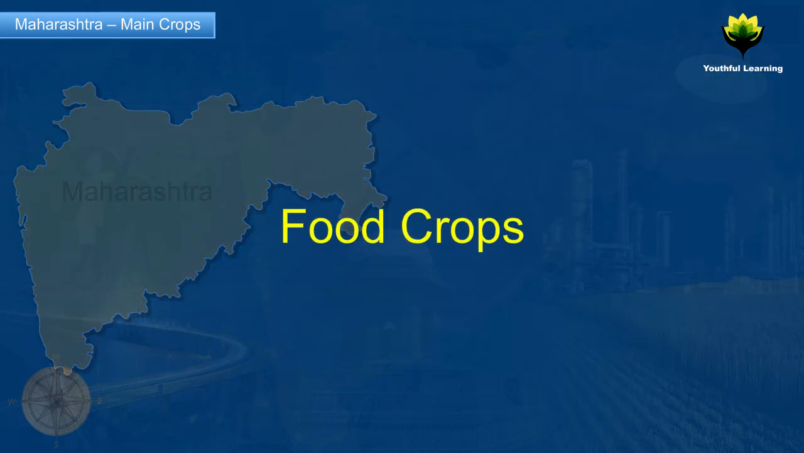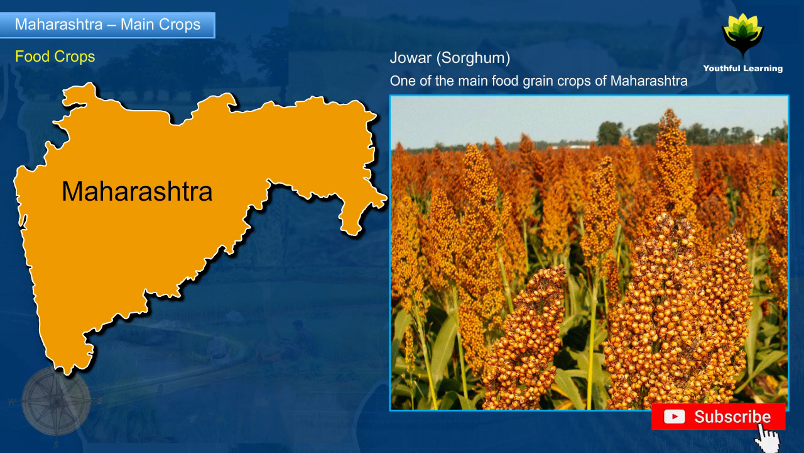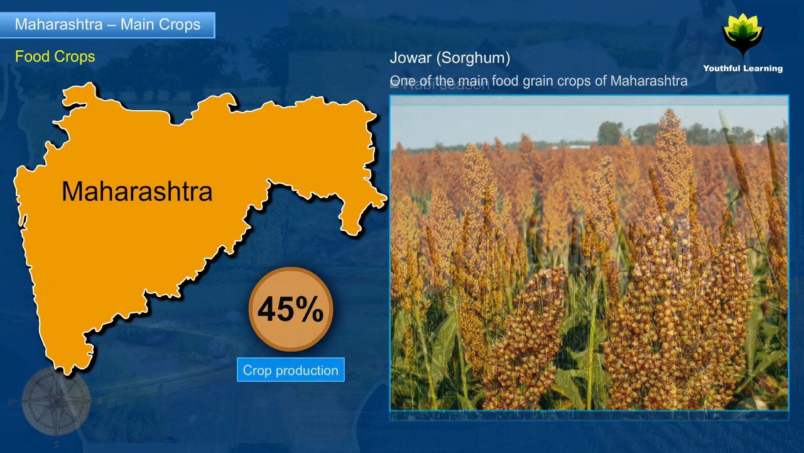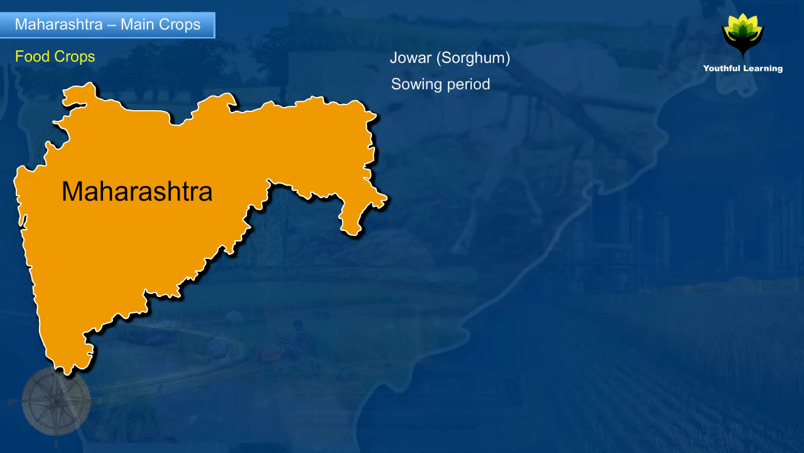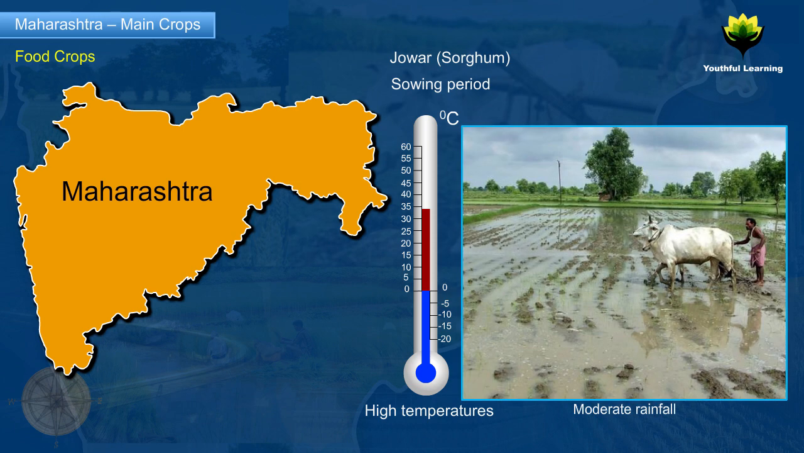Food crops. Jawar. Sorghum or jawar is one of the main food grain crops of Maharashtra. About 45% of the total crop production in the country comes from Maharashtra alone. It is grown during both the Rabi and Kharif season. During the sowing period, jawar needs high temperatures and moderate rainfall.